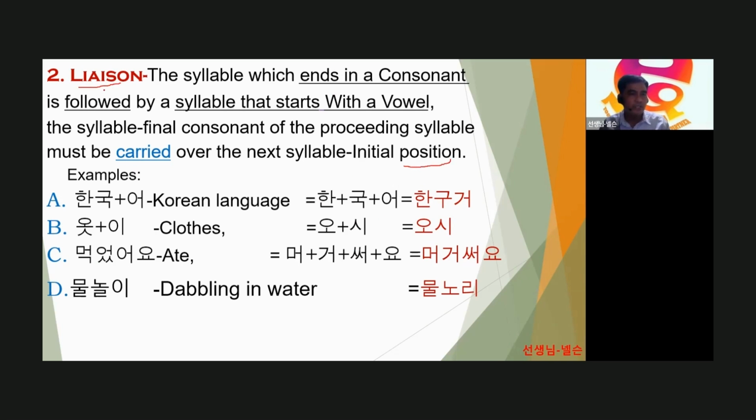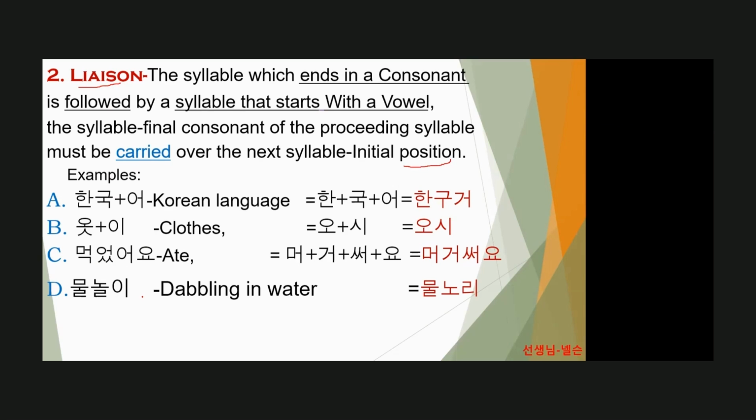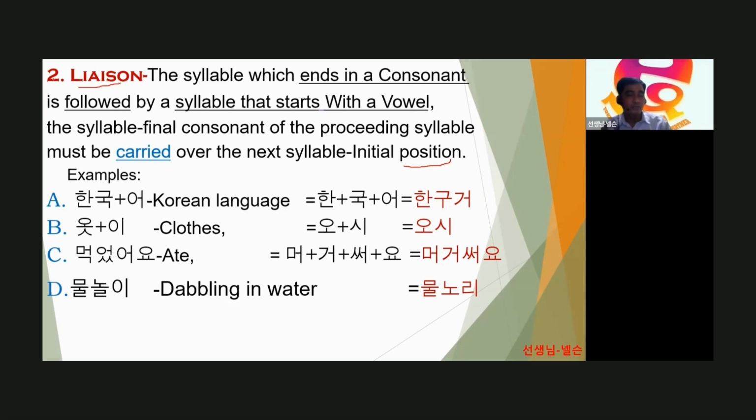Liaison: the syllable which ends in a consonant is followed by a syllable that starts with a vowel. The syllable final consonant of the preceding syllable must be carried over to the next syllable initial position. Okay, kamsahamnida, 감사합니다. So yung liaison, ito yung pinakagamitin among the 6 Korean types of pronunciation. Yan din kasi yung sa listening. On the last part of our discussion, meron akong pinrepare na for listening sa inyo. Doon mapapansin nyo, gamit na gamit siya. So ito number 2, liaison.